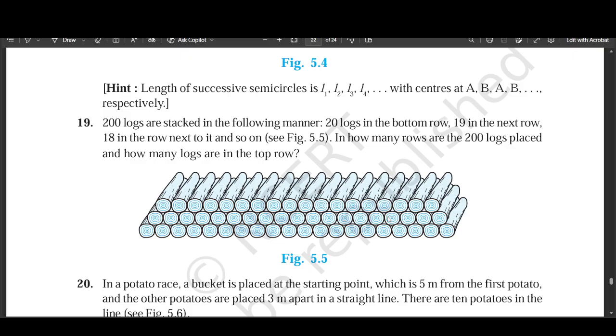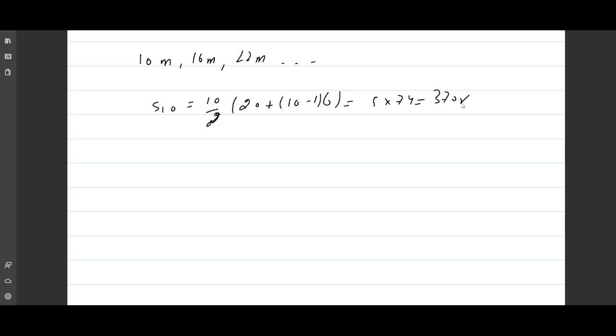So to pick up the first, second, third potatoes, the distances covered are 10 meters, 16, 22. So these form an AP. So S10 is equal to 10 by 2 into 2a, which is 10 into 2 plus n minus 1, that is 10 minus 1, into 6. So this is equal to 5 into 74. So this is equal to 370 meters.